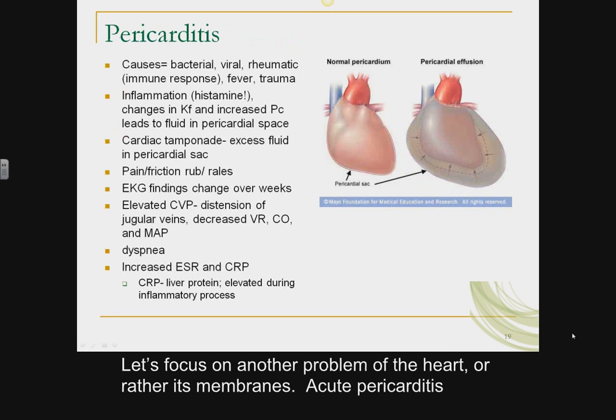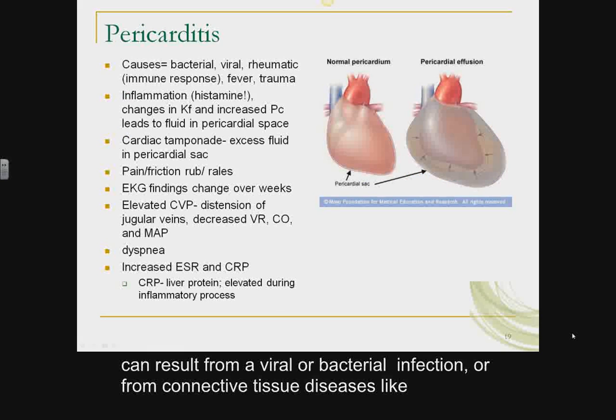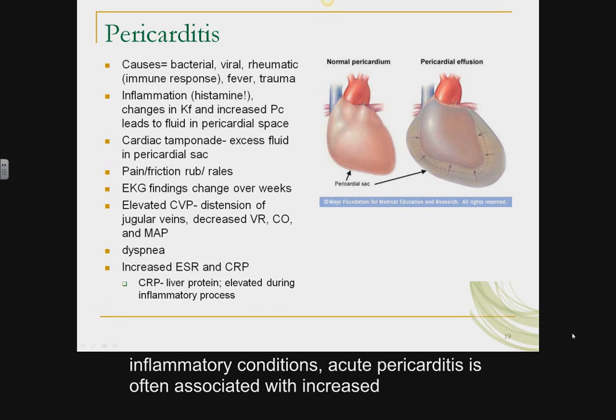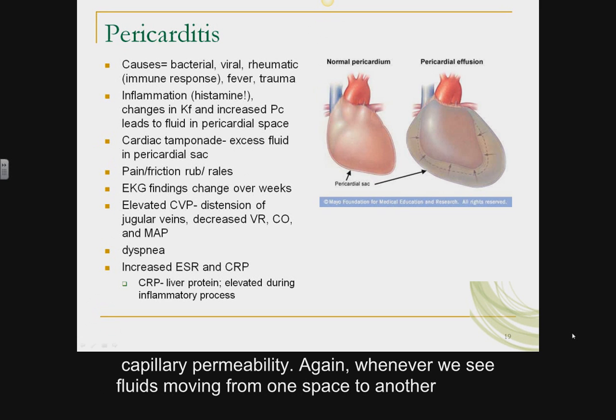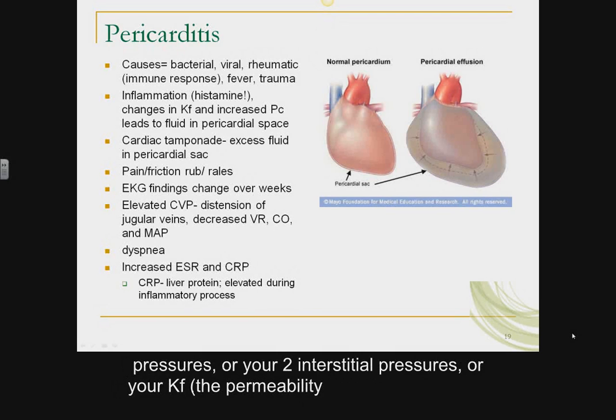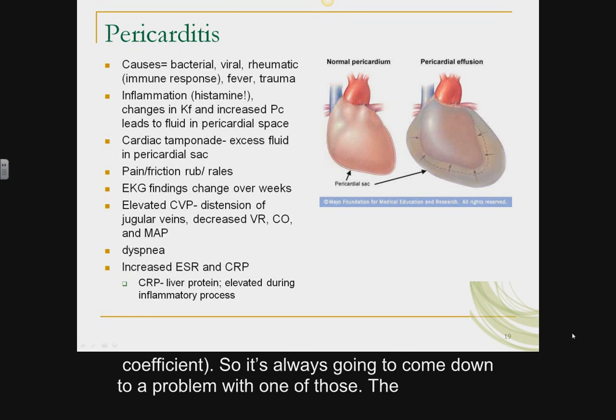Let's focus on another problem of the heart, or rather, its membranes. Acute pericarditis can result from viral or bacterial infection, or from connective tissue diseases like systemic lupus erythematosus, or even rheumatoid arthritis. And like other inflammatory conditions, acute pericarditis is often associated with increased capillary permeability. Again, whenever we see fluids moving from one space to another space, it's always going to come down to your Starling forces, isn't it? Either your two capillary pressures or your two interstitial pressures, or even your KF, the permeability coefficient. So it's always going to come down to a problem with one of those.